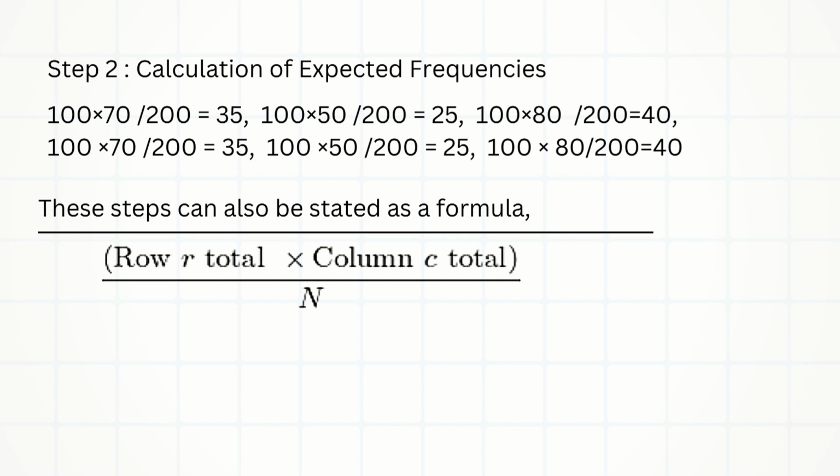So, we have to calculate the expected frequencies, and the formula for calculating expected frequency is row total into column total divided by the number of participants. Row total into column total. This is a common formula we adopt while calculating the expected frequency in the test of independence.